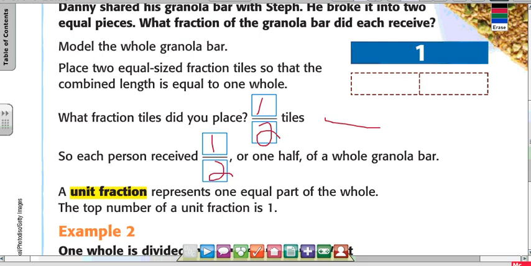It says a unit fraction represents 1 equal part of the whole. The top number of a unit fraction is 1. The bottom number is the whole, or the denominator. How many pieces are there altogether? 2. And each one of them got 1 section, or 1 half.